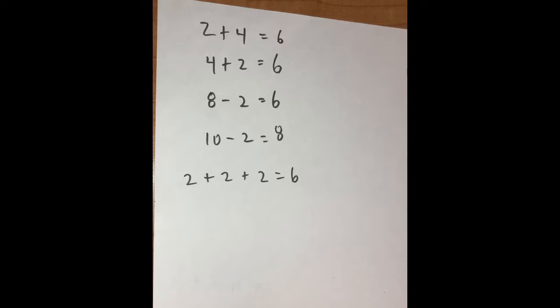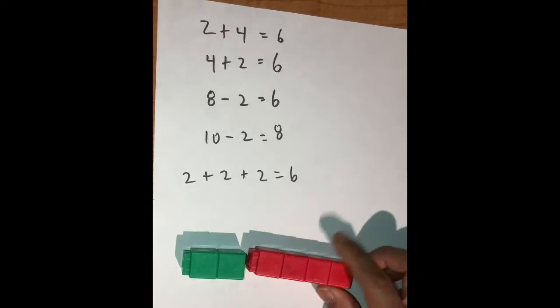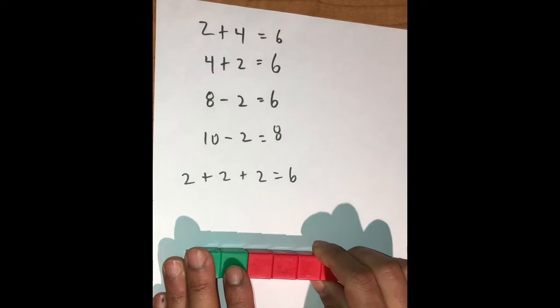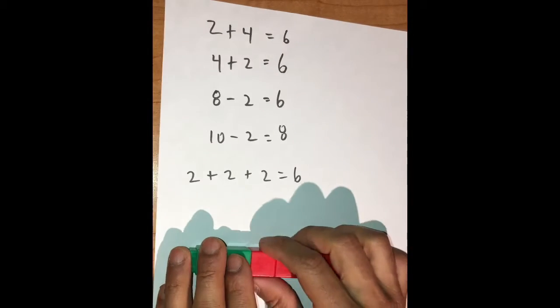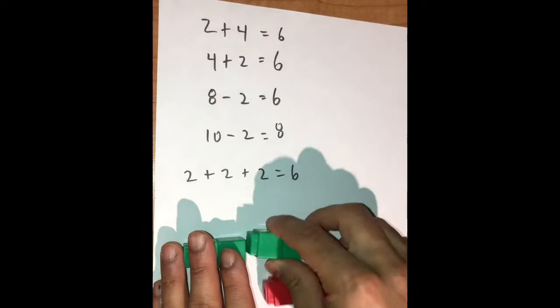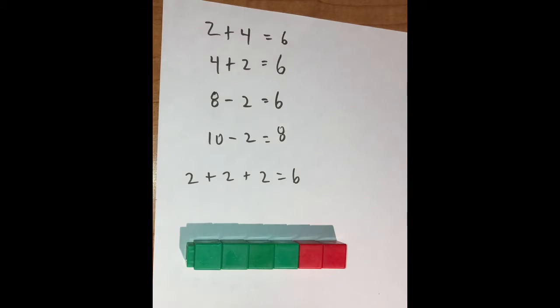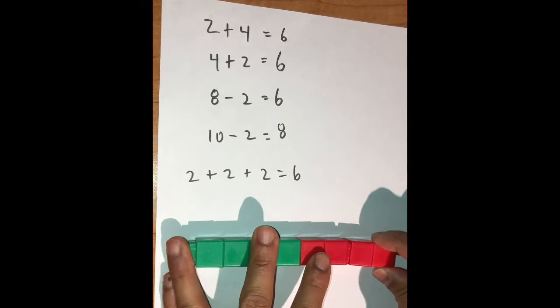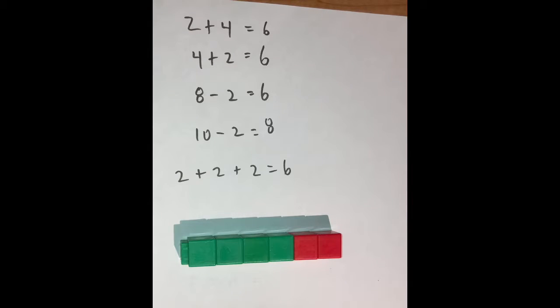The first two addition statements are related to each other because their sum is 6. To demonstrate this, we're going to use 2 green blocks and 4 red blocks. Add them together and get 6 blocks. Alternatively, if we used 4 green blocks and 2 red blocks, we also get 6. For the subtraction statement, we have 8 blocks minus a pair, we get 6 blocks.